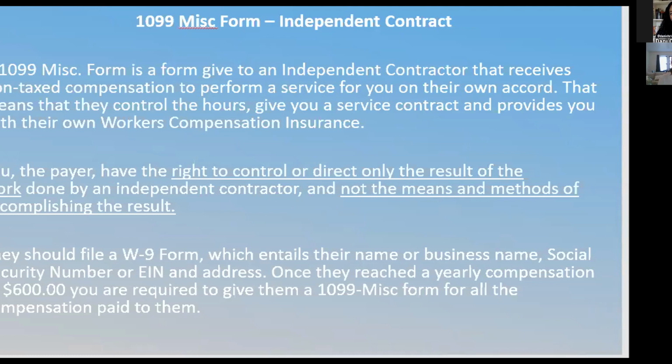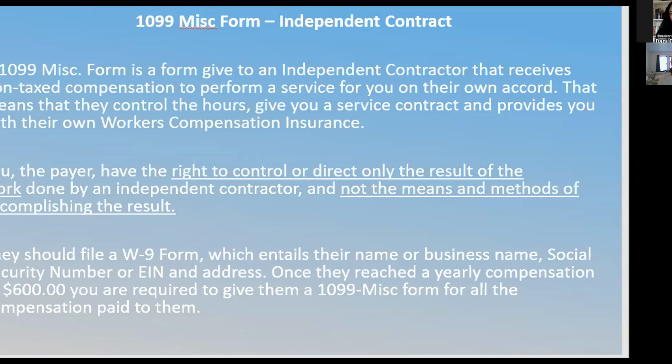1099 MISC is only for independent contractors. And an independent contractor is someone that you do not control their hours. You simply control the work that you want, the result. So if I say, I need you to clean my house every week and I want to make sure that everything is spick and span, to me, it doesn't matter how many hours it takes you. It doesn't matter what time you come in and come out, as long as it accommodates me. What matters is that you get it done, and that we have already agreed on a price, and that's what's going to work for both of us, right?